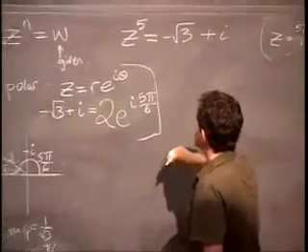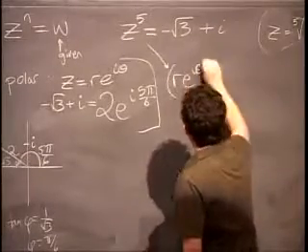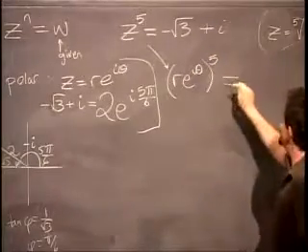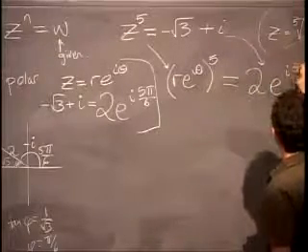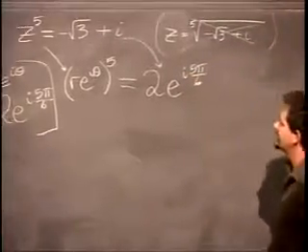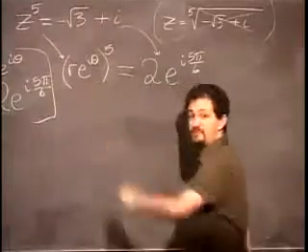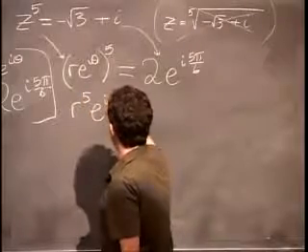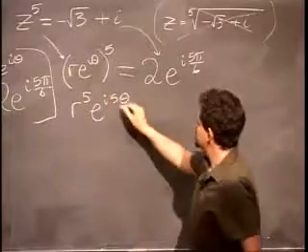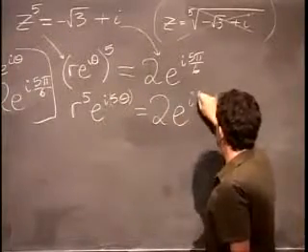Let's now assemble these things and put them into the equation. So z to the fifth becomes re to the i theta, quantity to the fifth, and root 3 plus i in polar form is 2e to the i 5 pi over 6. No problem. Well, here's where the polar shines again. We take the fifth power, and we get r to the fifth, e to the i 5 theta is equal to 2e to the i 5 pi over 6.